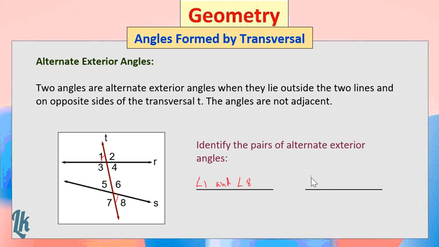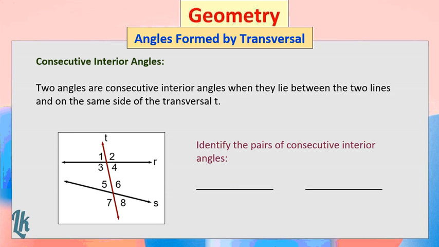Next, we consider angle 2. Angle 2 is in the exterior. It is on the right side of the transversal. Angle 7 is also in the exterior and on the opposite side of the transversal. Therefore, angle 2 and angle 7 are considered as alternate exterior angles.